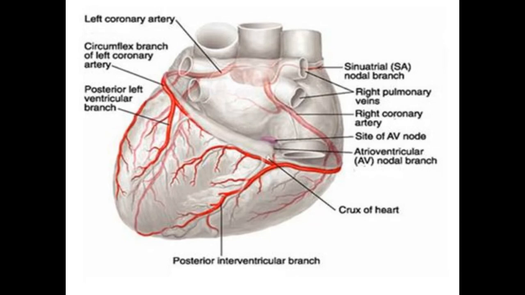This posterior interventricular branch comes from the left circumflex in 10% of cases, and from the right coronary artery in 90% of cases. This posterior interventricular artery determines the dominance of the heart, which we will see later on.